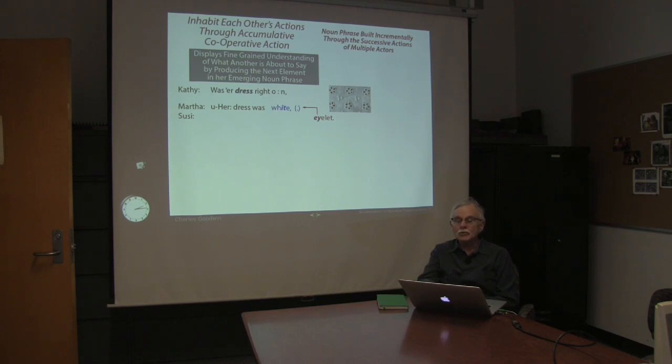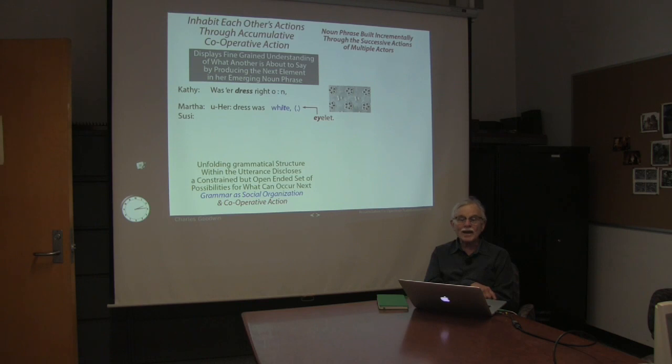Now, as you do this, you are also using grammar as a form of local endogenous social organization. So the unfolding grammatical structure within the utterance displays a constrained but open-ended set of possibilities for what can occur next. So when you have this emerging noun phrase, her dress was white, you figure after that adjective you'll get a noun or another adjective. You're not getting weird things like, I don't know, a preposition or something like that. So there are projections as to what can occur next, but you don't have it exactly. So you're living in this world of constrained but open-ended projections.